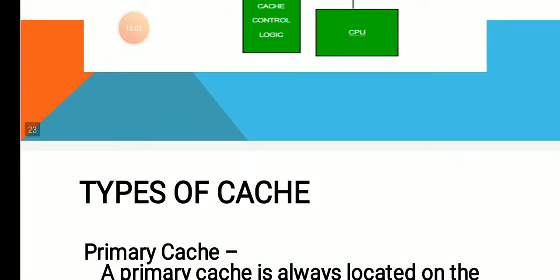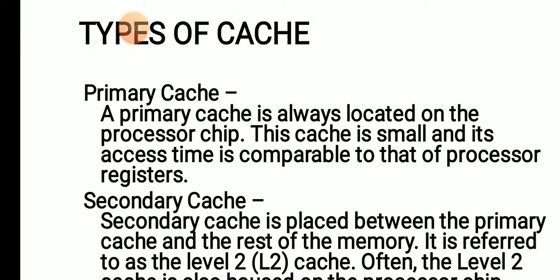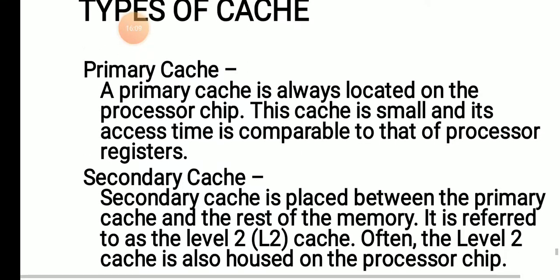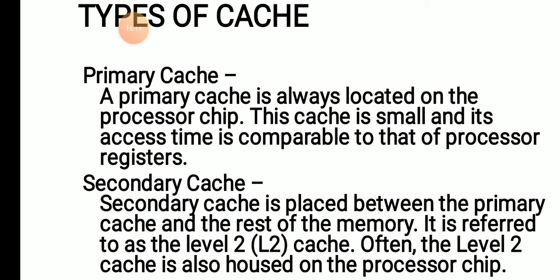Types of cache. First one is the primary cache, second one is the secondary cache. What is the primary cache? A primary cache is always located on the processor chip. This cache is small and its access time is comparable to that of processor registers.